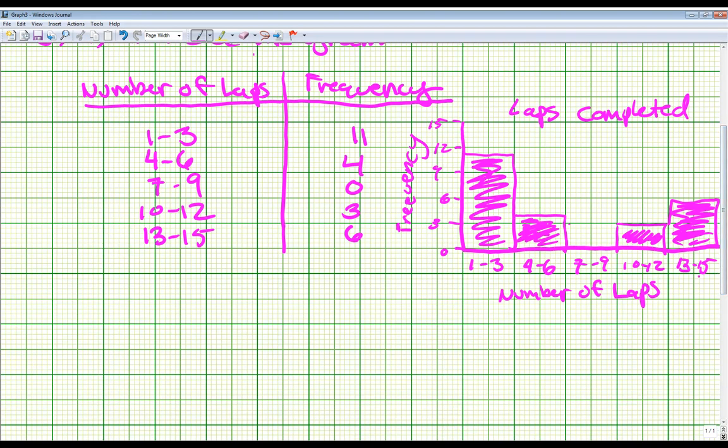So go ahead and pause the video and try it on your number 1 if you would like to get a little extra practice on making histograms on the bottom of page 442.